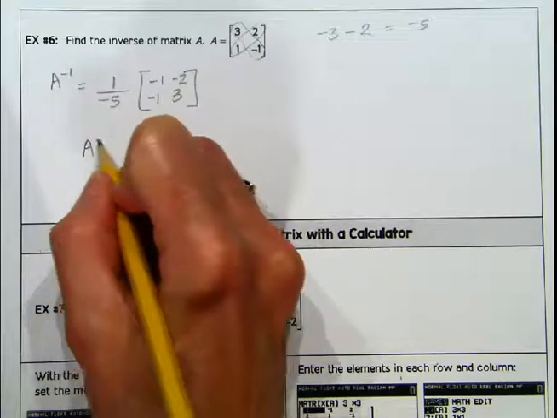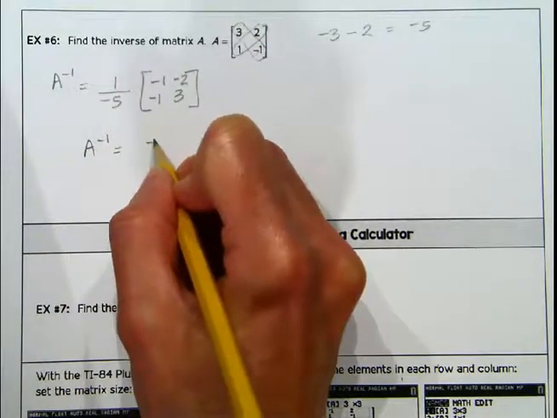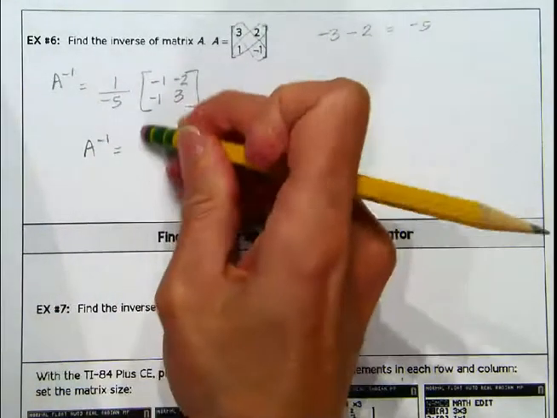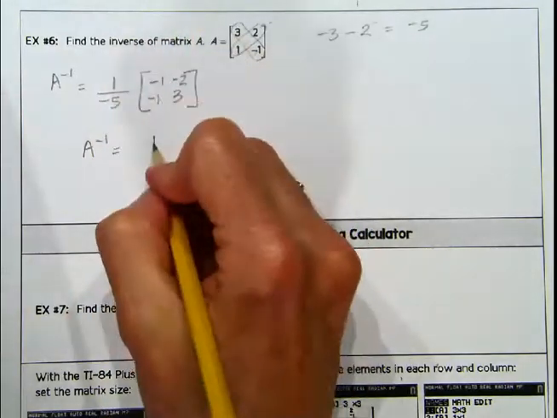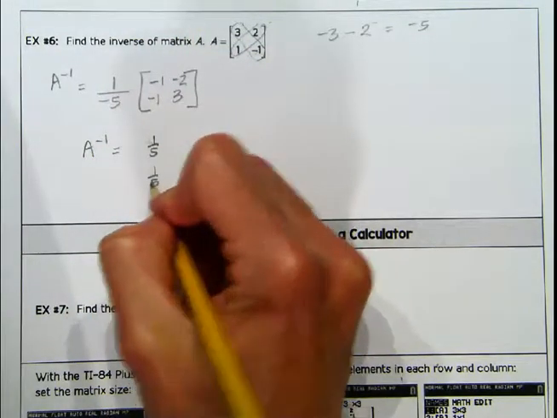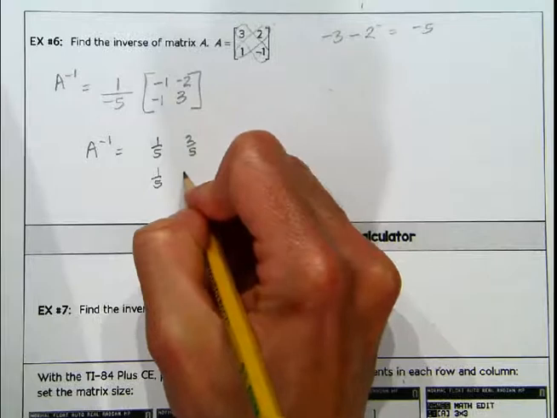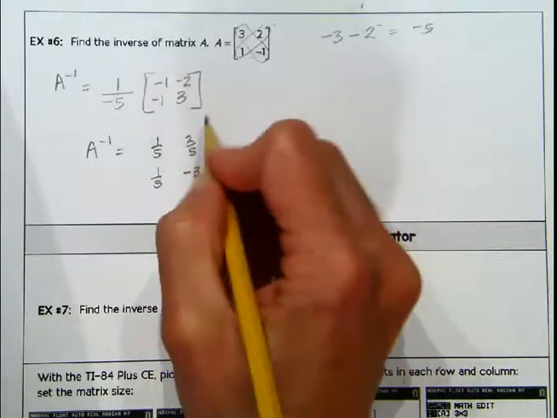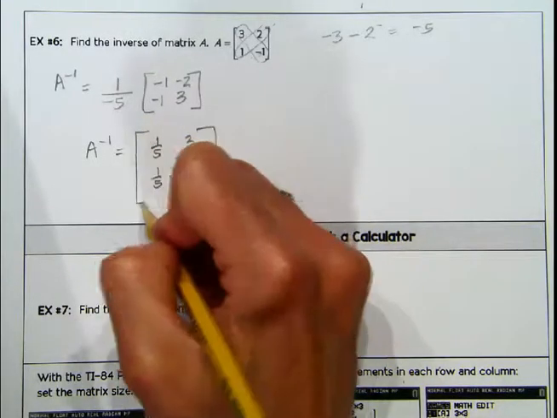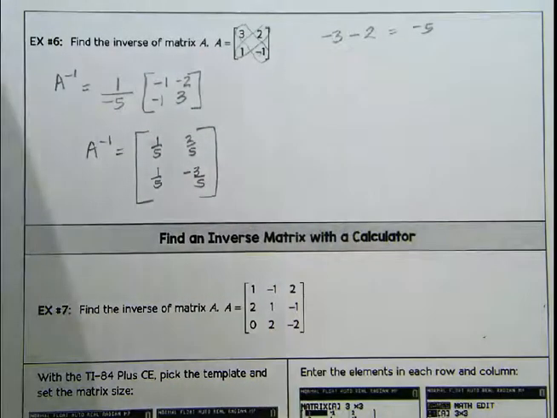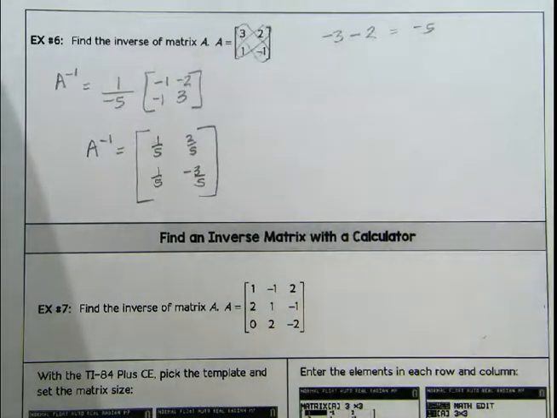So then if I multiply that, that's a positive, so I don't even need to put a plus. 1/5, 1/5, 2/5, and a -3/5. So that is our inverse. So it's not hard. You just kind of remember how to do it.